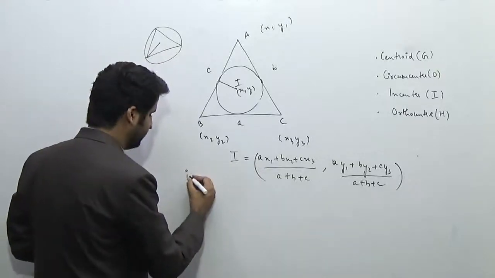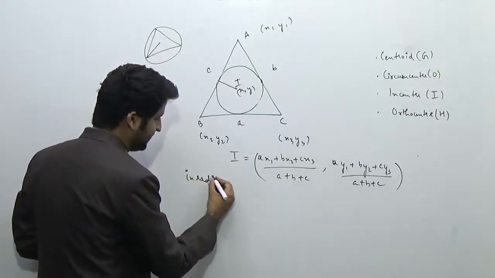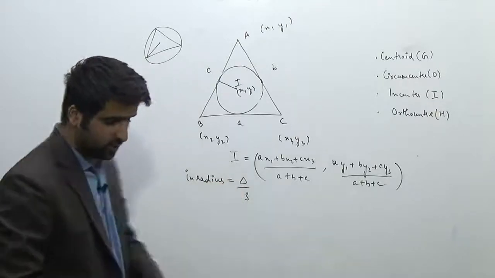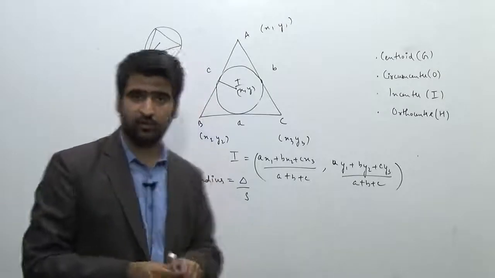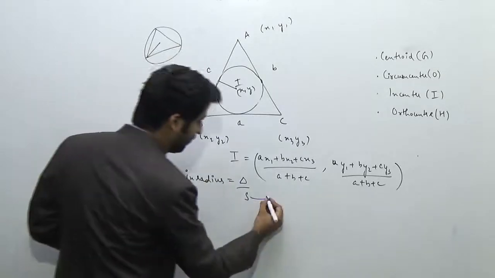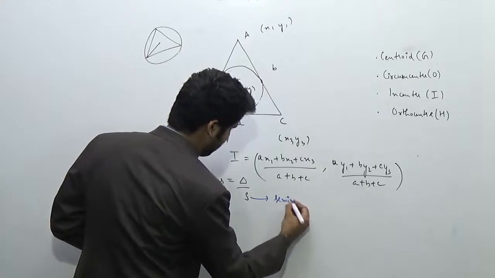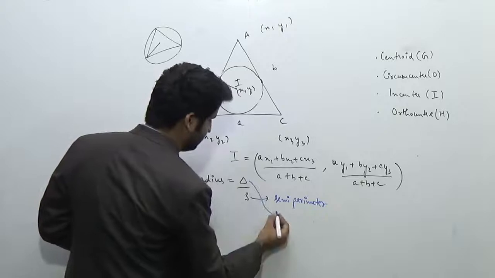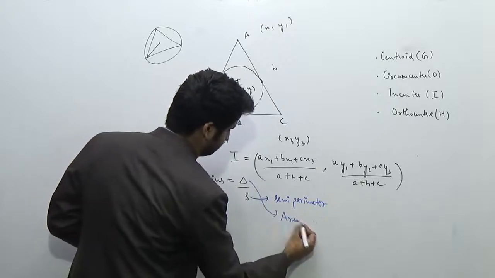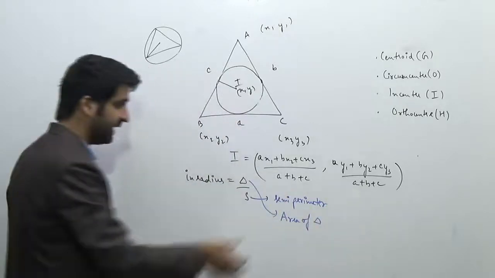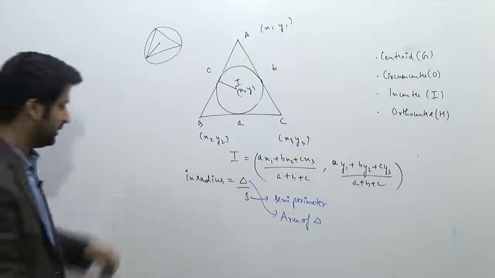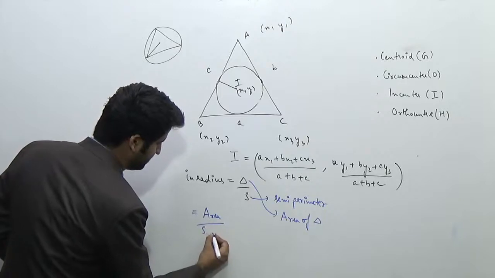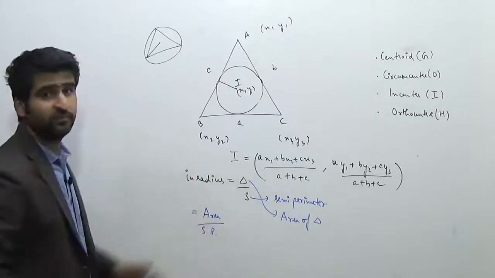Now this inradius is given by delta upon s. You must have studied in Heron's formula that this is called the semi-perimeter, and this thing over here is the area. Area of the triangle divided by the semi-perimeter. So I'll write it over here: area divided by semi-perimeter will give you the value of the inradius.